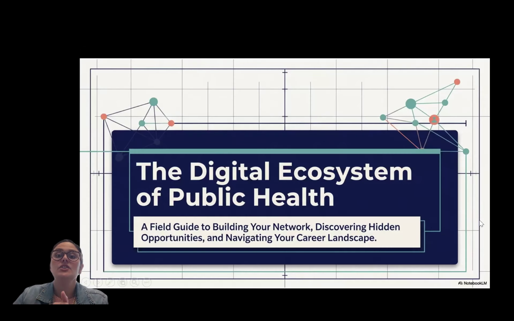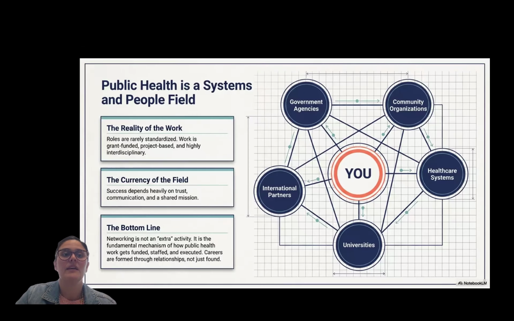Okay. The digital ecosystem of public health. So this is a mini field guide to building your network, discovering hidden opportunities, and navigating your career landscape. Public health is a systems and people field, like I mentioned. The reality of the work is that roles are not standardized. The job titles are different depending on where you work, and it can be really challenging to zoom in then on a particular type of job you like because it might be called something different in one field versus another, even though it's still public health.